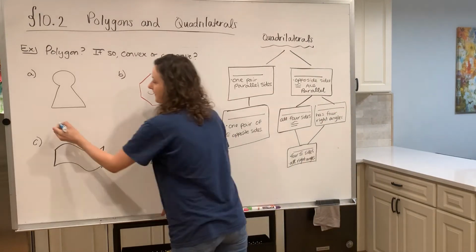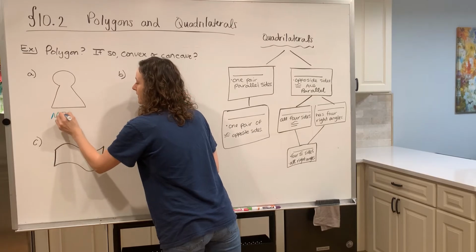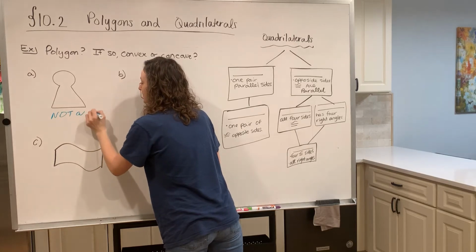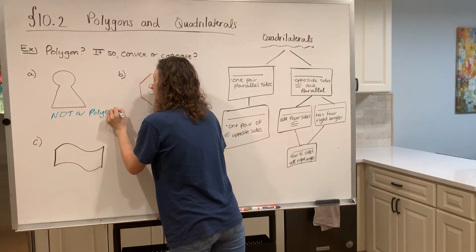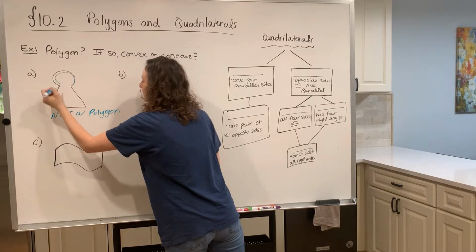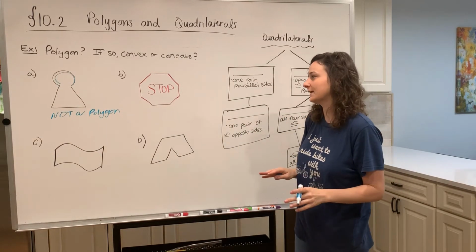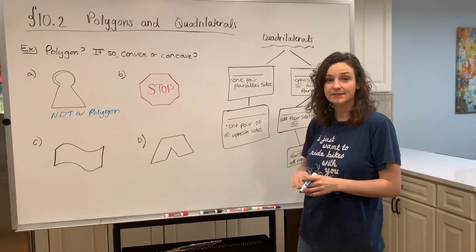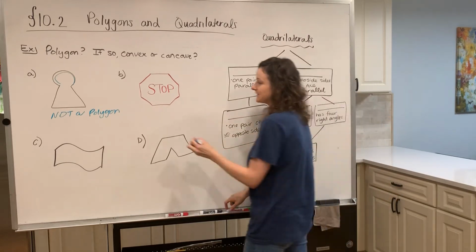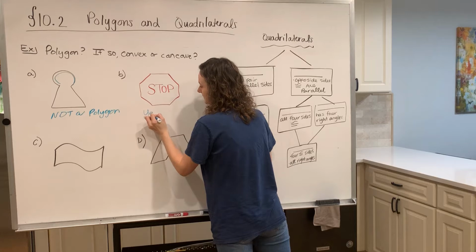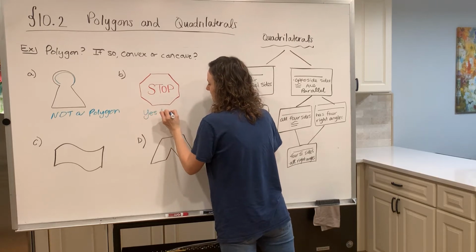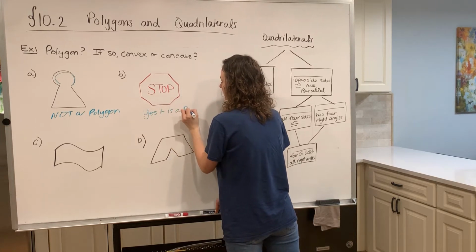A is not a polygon. And it is not a polygon because if you look at the top of the keyhole, it has a rounded top. And polygons can only be made of all straight lines. Part B, the stop sign. The stop sign is a polygon. So yes, it is a polygon.